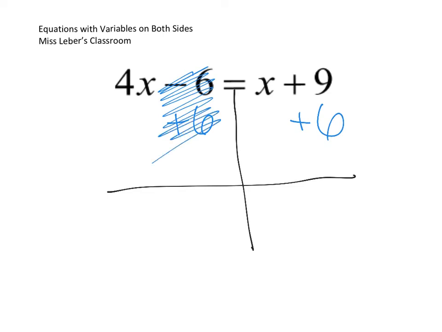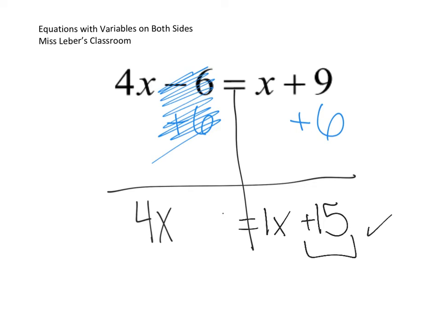Negative 6 plus 6 is going to go away. Which on the left-hand side, that leaves me with 4x. And since the 6 is canceled out, there's nothing left. I'm left with that 1x from right here, and then 9 plus 6 gives me a positive 15. So again, I have my number all squared away.